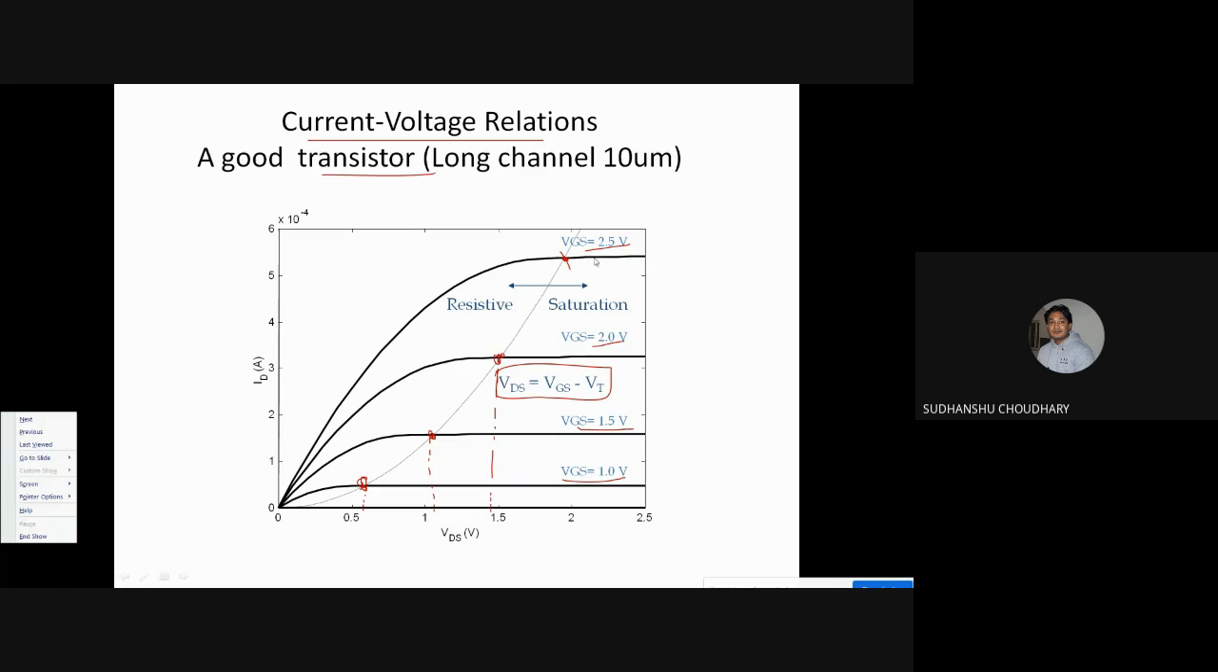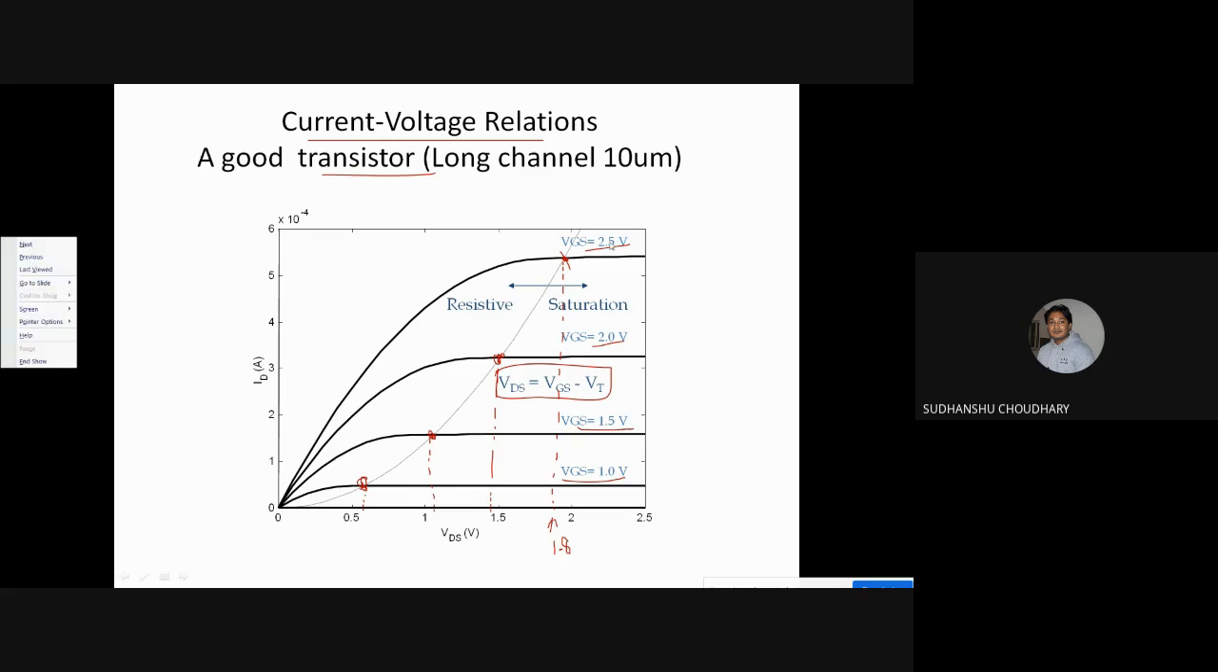For example, for this 2.5 volt VGS, I know VGS, and VDS I also know from this point. VDS is somewhere around, let us say, 1.8. So 1.8 is VDS here, and VGS is 2.5. So VGS minus VT, that is 2.5 minus the threshold voltage, gives me VDS.